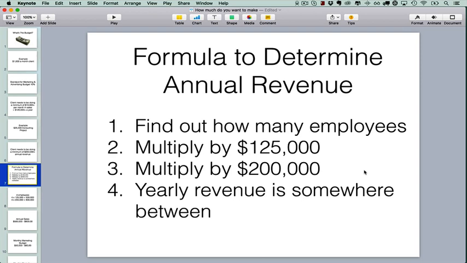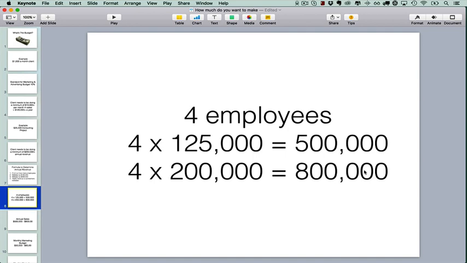You take however many employees they have, and first you multiply it by 125,000. Then you multiply it by 200,000, and their yearly revenue is somewhere in between those two numbers. For example, if a company had 4 employees, we would multiply 4 times 125,000, which is 500,000, and then 4 times 200,000, which is 800,000. So their yearly revenue is somewhere between 500,000 and 800,000. Once again, this is a guesstimate. If the business is slow, they're probably on the lower end. If the business is really booming, they're probably on the higher end, maybe making more.